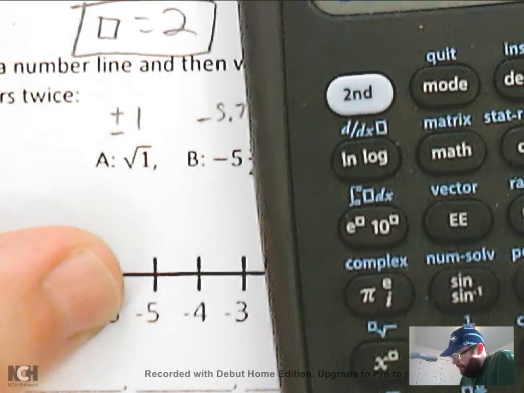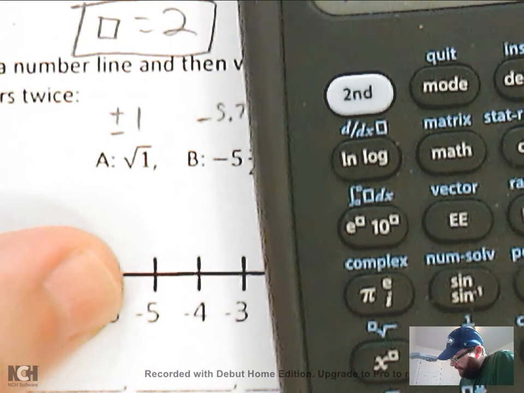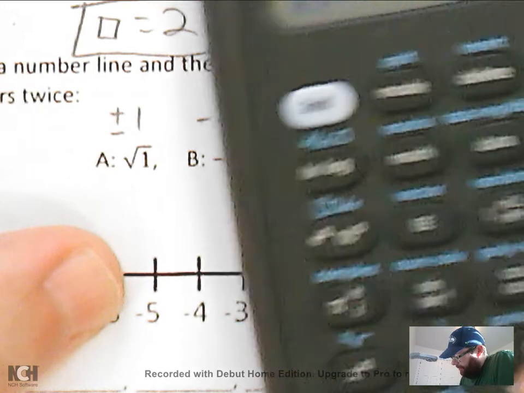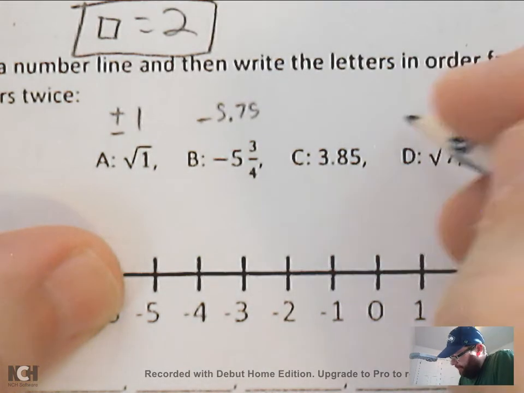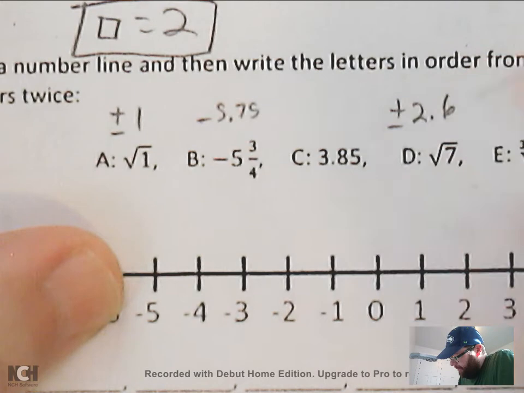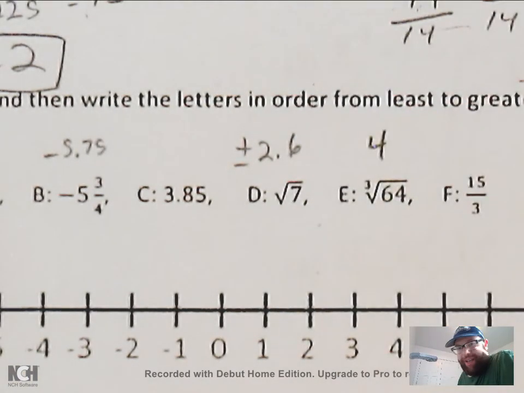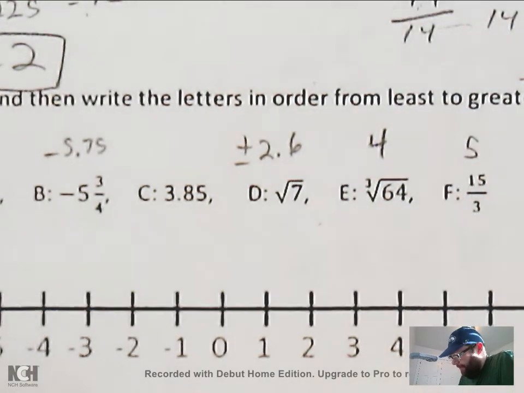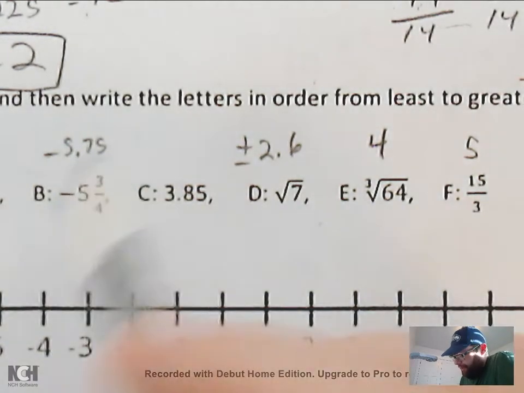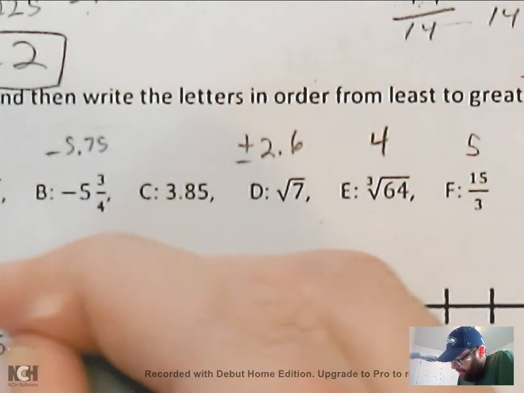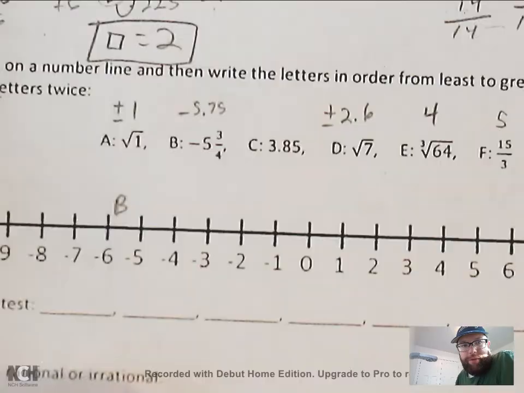The square root of 7 is 2.6 as a decimal. So plus minus 2.6. And then the cube root of 64, we've already figured that out, is 4. And cube roots only have one root. And then 15 divided by 3 is just 5. So let's put these in here. Looking at this, the least number is going to be B, at just about right there. Let me zoom out a little bit now that I've been all zoomed in for so long.